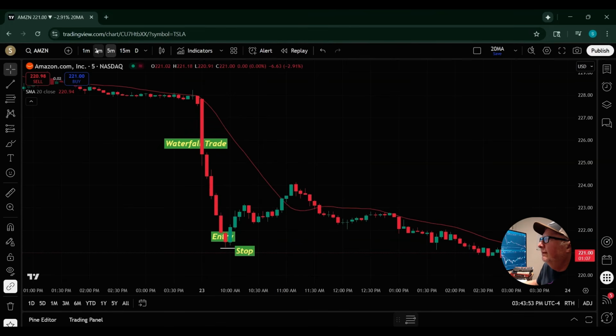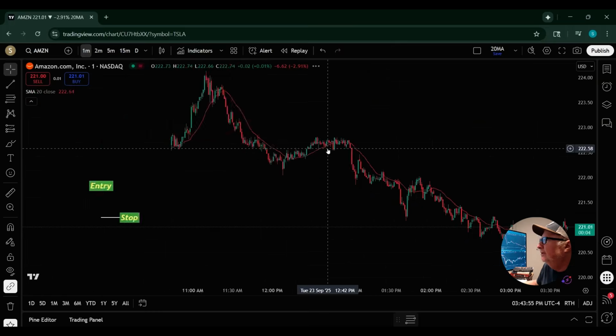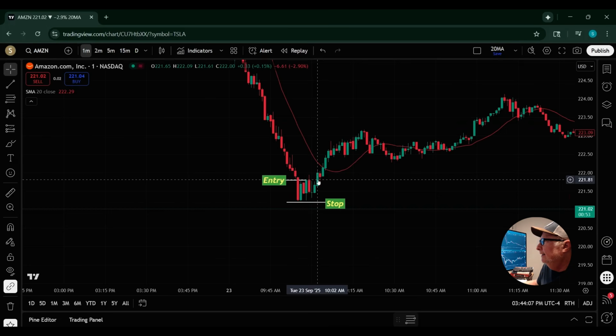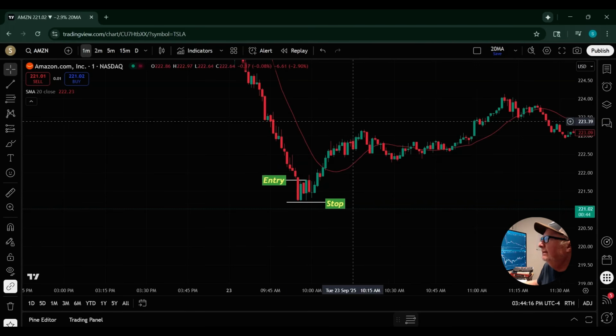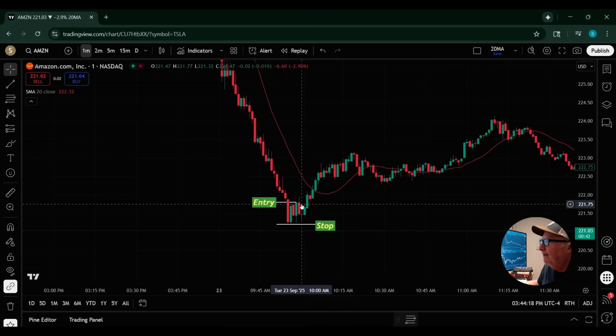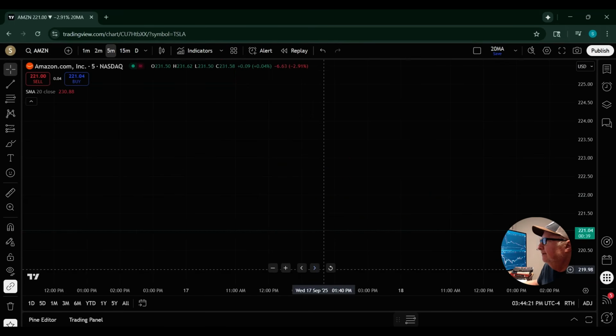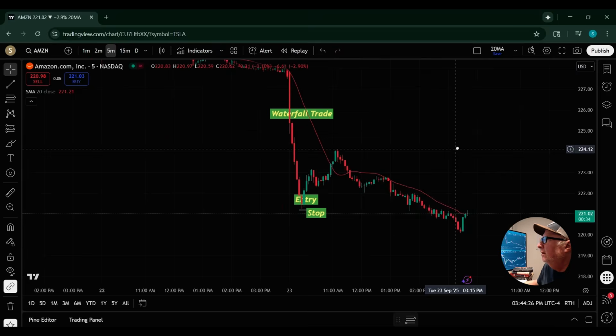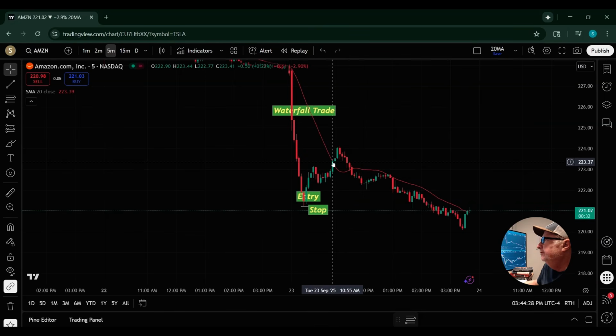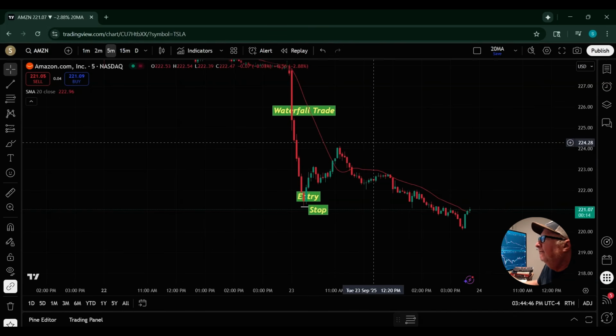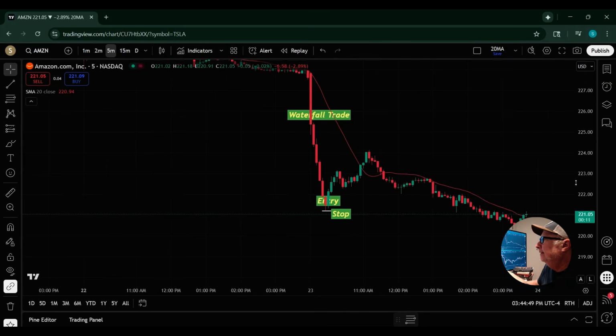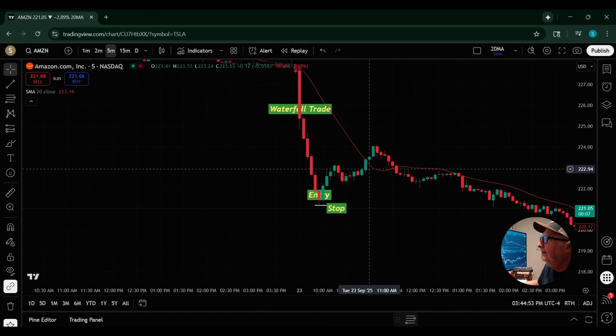Let me go back to the 1-minute. Let's see exactly where the entry was. Okay. Entry is at 221. Let's call it 221.90 on the 1-minute. Flip to the 5-minute, and I'm looking for where this catches up at 223.37. So it's around a point and a half. So I'm looking for, at a minimum, about a point and a half off of this trade in this case, because that's where the 20 is.